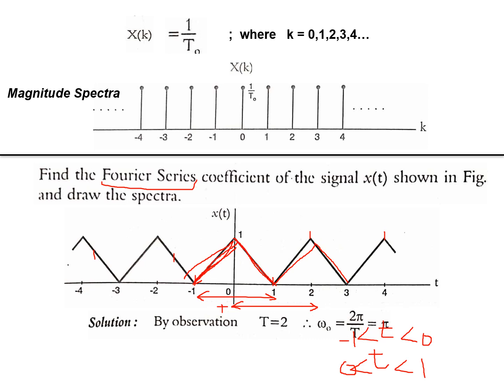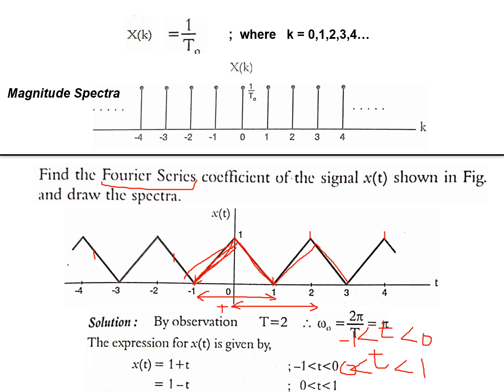See, this is the time period. By observation, the time period is 2 seconds. Then T = 2π/ω, therefore the fundamental frequency is 2π/T = π, because T is 2, the 2 cancels. So the fundamental frequency is π radians per second. Now see, this is the equation of the signal.